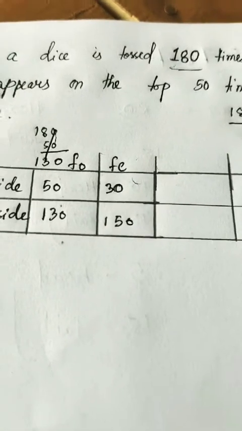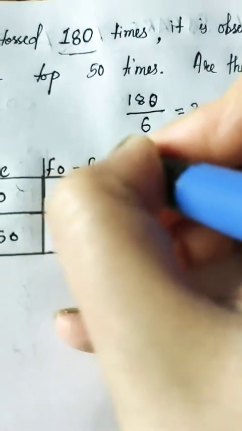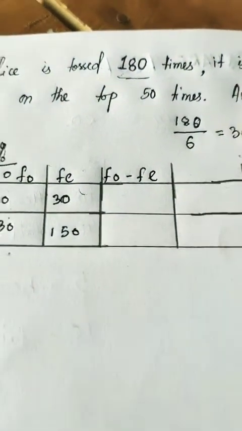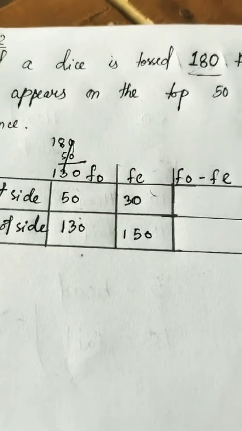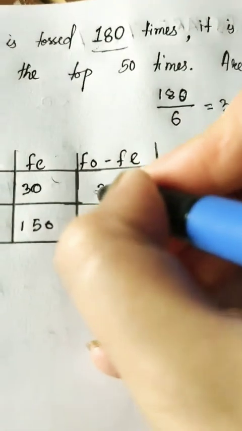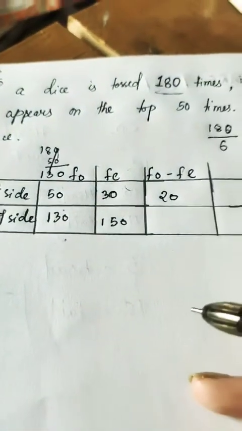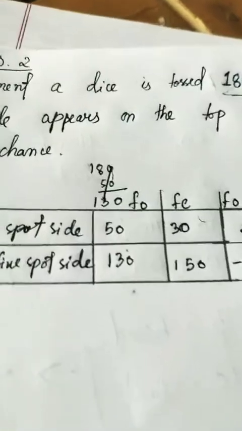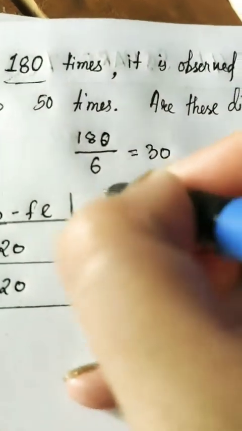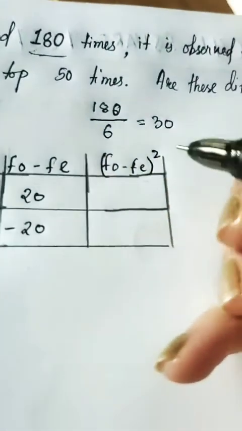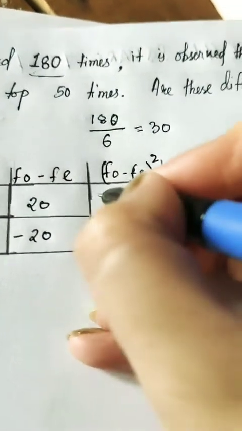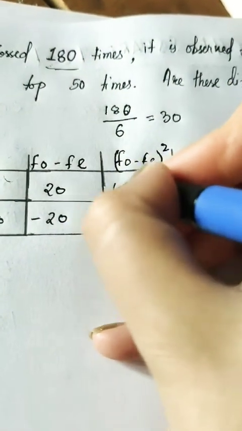Now we have to subtract the expected frequency from the observed frequency. When we subtract FO minus FE, 50 minus 30 is 20, and then 130 minus 150 is minus 20. So to find FO minus FE whole square, 20 times 20 is 400.